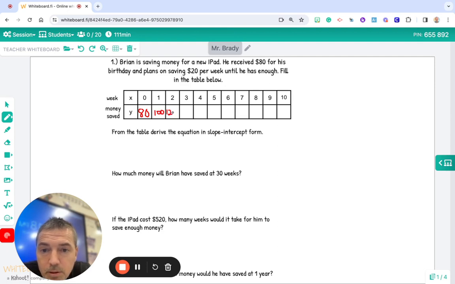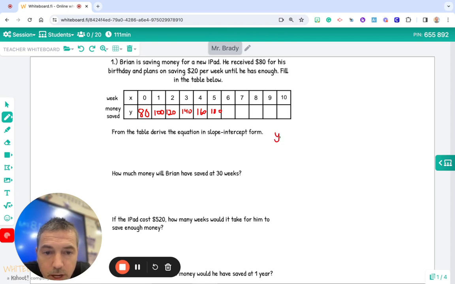120, 140, 160, 180. You could finish it yourself. Pretty simple, right? So from the table, derive the equation in slope-intercept form.